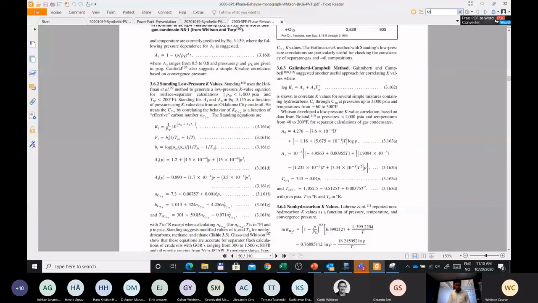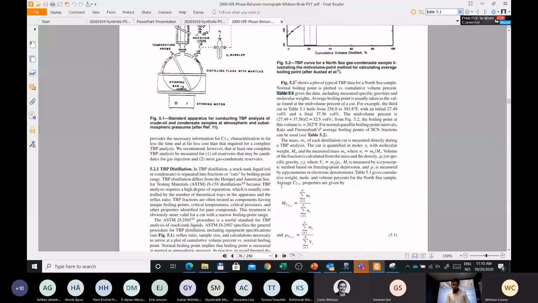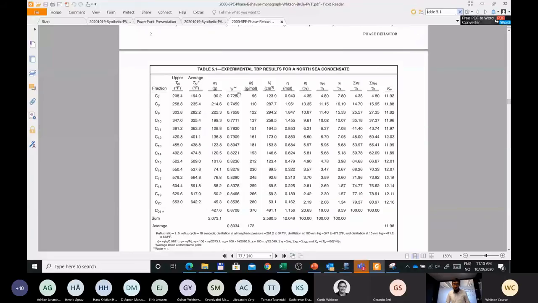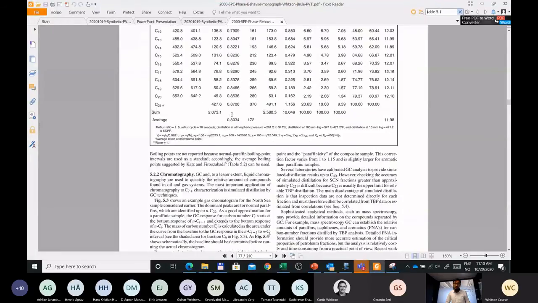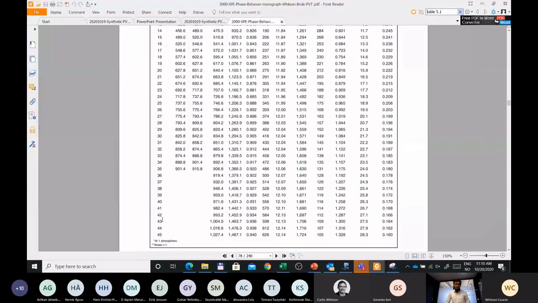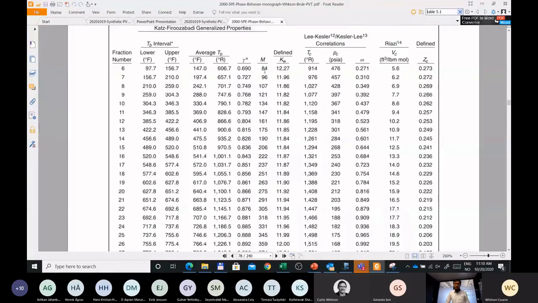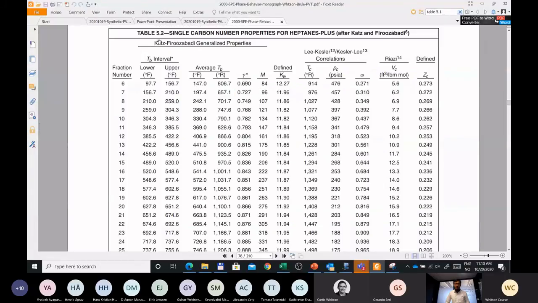Maybe I remember this thing only. So table 5.1. Yeah, so this is the experimental PVT analysis, the molecular weight and density. But then we have table 5.2 where we have this analysis extended to this very heavy fraction 45, and here we have the molecular weight and the specific gravity from the Katz-Firoozabadi.